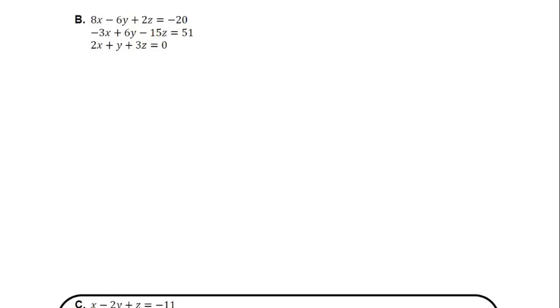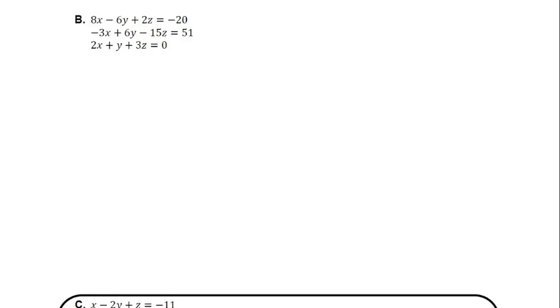Alright, letter B. The first thing you may notice about letter B is all 3 equations have 3 variables. So what we have to do is get rid of y or x or z twice. We have to get rid of our first variable twice to build the 2 new equations. Okay? So let's look at these all together so that we can evaluate them.